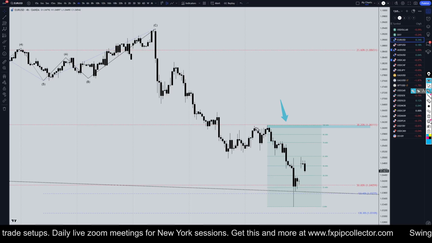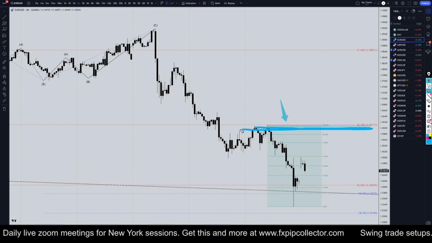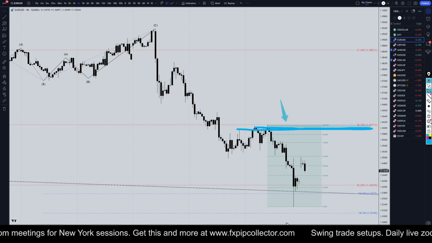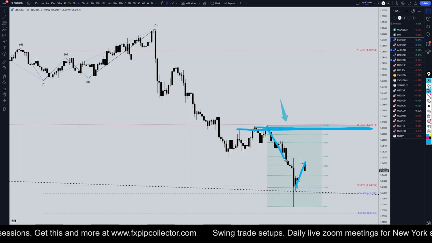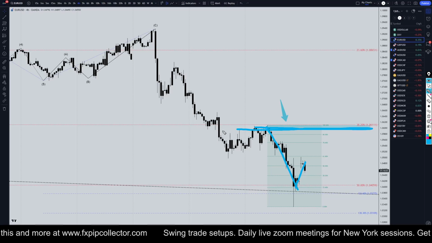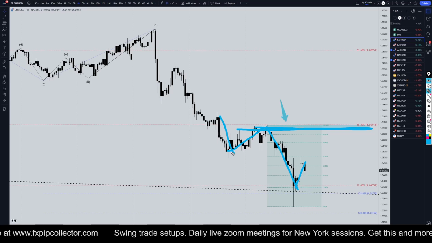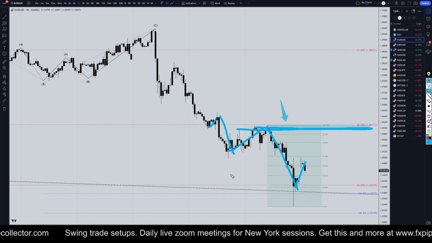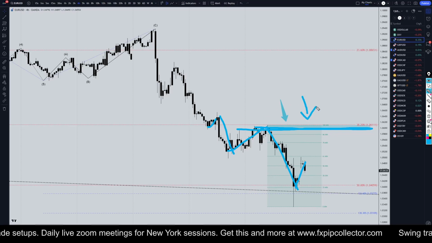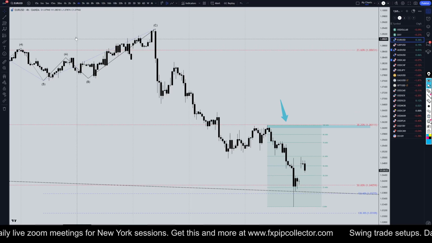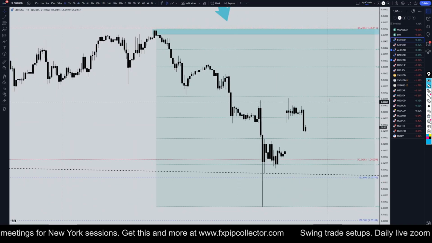So this is my structure level right here. Unless it breaks this high right here, I'm only looking for shorts. So this move up that we currently have is likely just another correction to this last wave down, just like every single one of these pullbacks in the past was just a correction to the previous wave. So we don't know that the trend is over until the market goes up and gives us a nice clear break of structure.